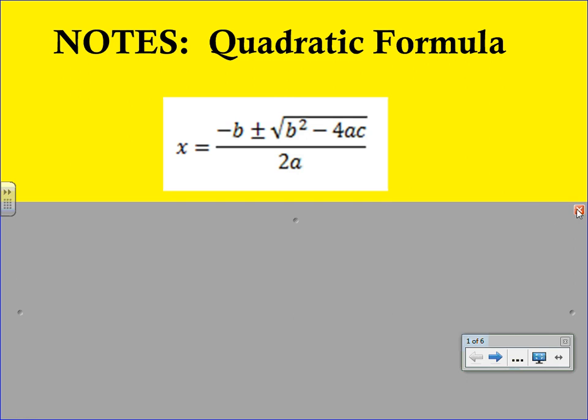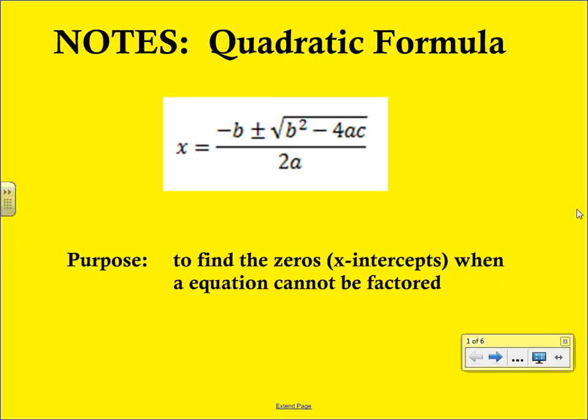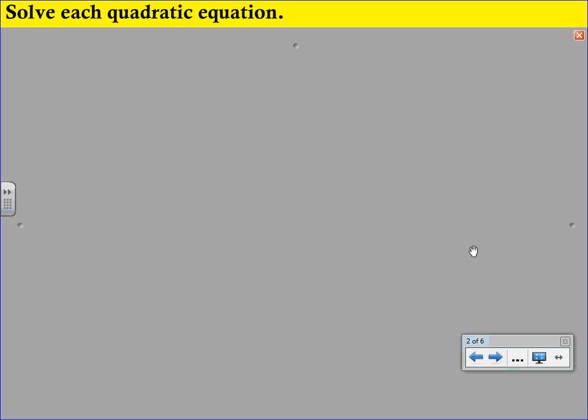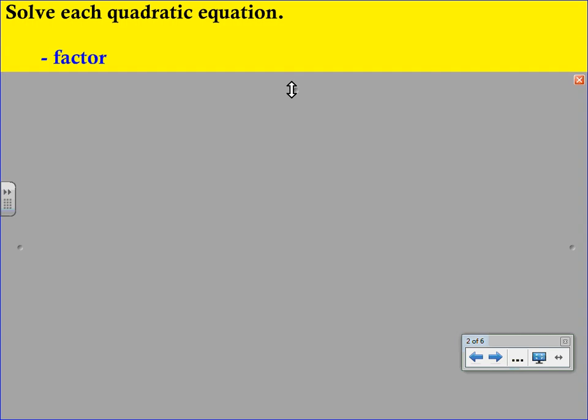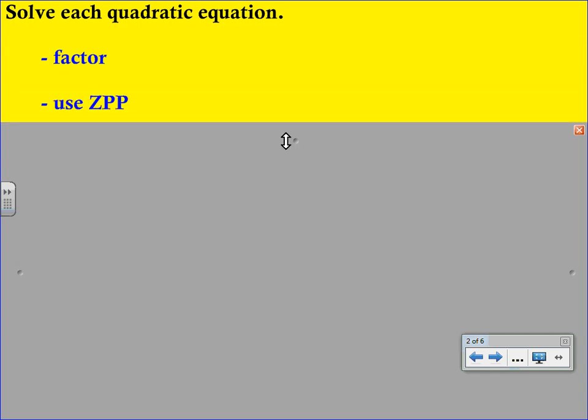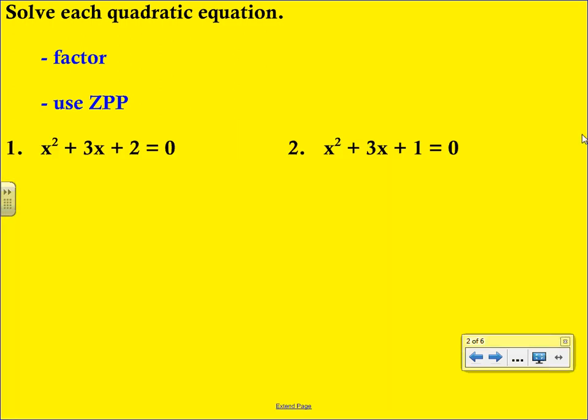If you're wondering why we need this formula, its purpose is so that we can find the zeros, which are also called the x-intercepts of a parabola, when the equation can't be factored. So I thought to get us going here before we actually get to the formula, we would look at a couple of examples that we have previously studied. So in the past, when we solve a quadratic equation, your steps have been to factor and then to use the ZPP. So let's look at a couple of examples here.